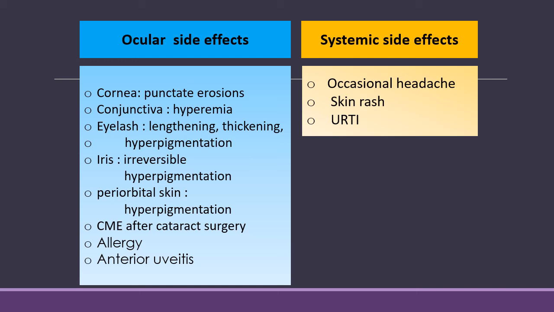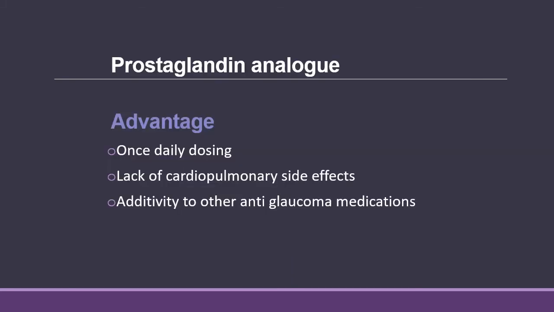Also, an anterior allergic reaction to the drugs can occur and anterior uveitis may be precipitated. Systemic side effects are occasional headaches, then skin rash and upper respiratory tract infections. So the advantages of the PG analogs are that dosing is once daily, there is a lack of cardiopulmonary side effects, and it can be additive to another anti-glaucoma drug.